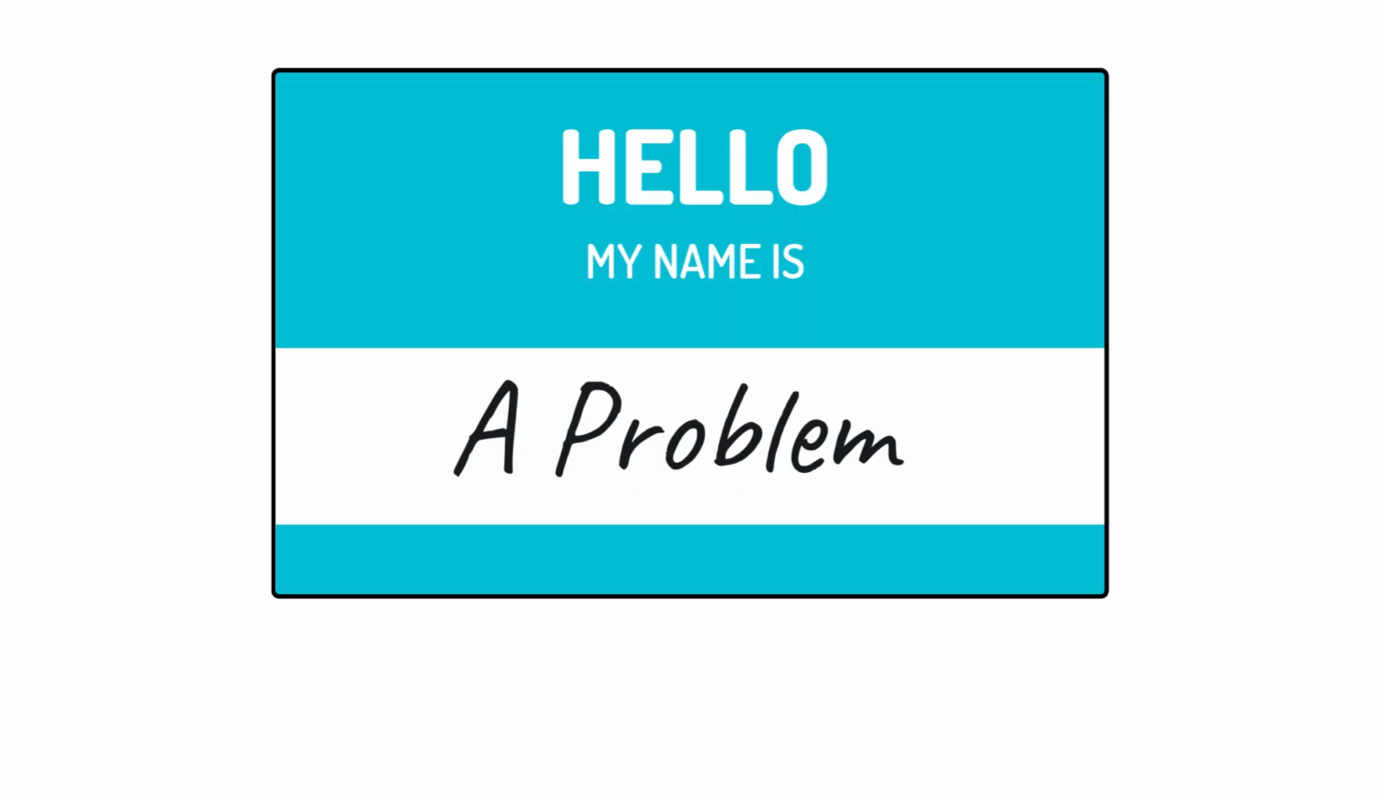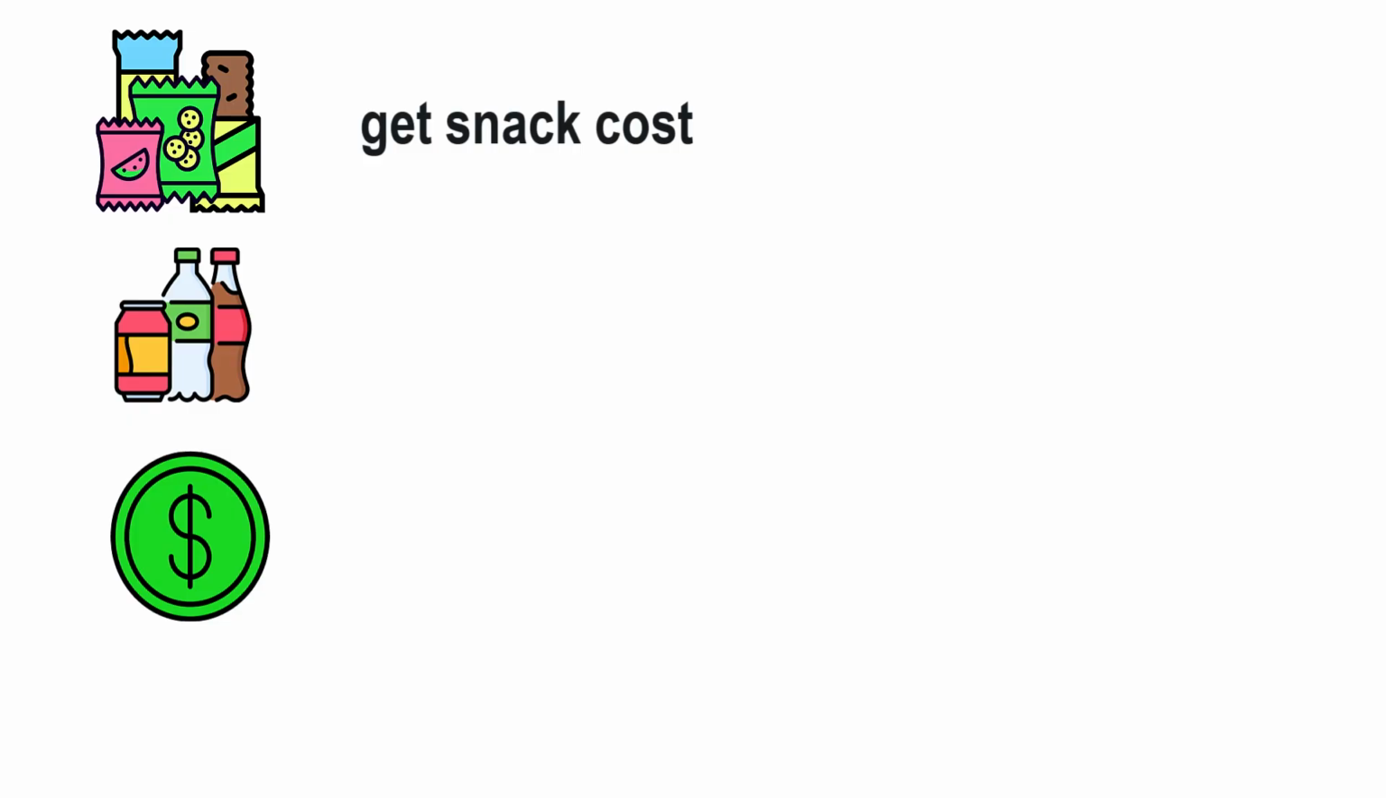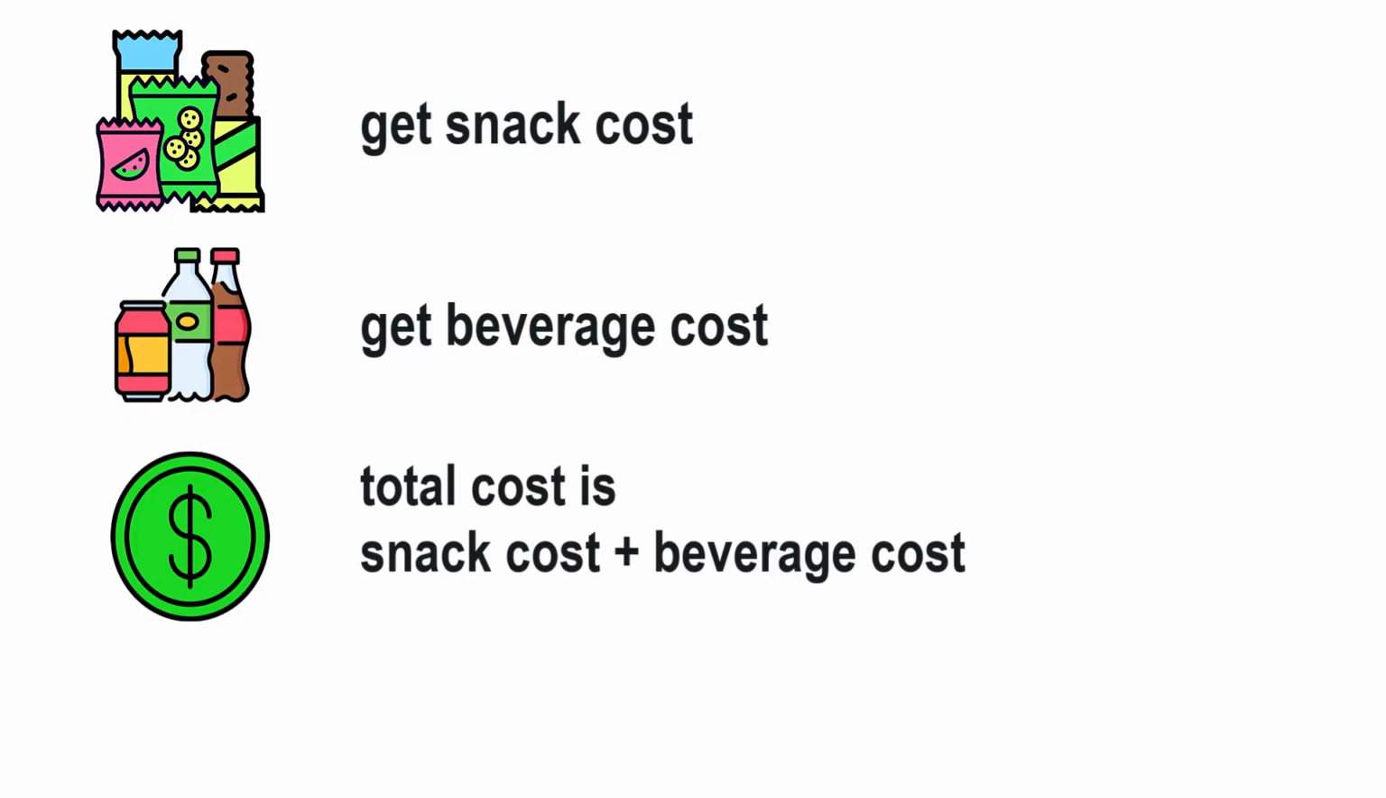I have a problem. I'm going to host a networking event for which I am going to purchase the snacks and the beverages, and I'd like to figure out the total cost of the party. A logical process for solving this problem is to first get the snack cost, then get the beverage cost, and finally calculate the total cost by adding the snack cost and the beverage cost together.